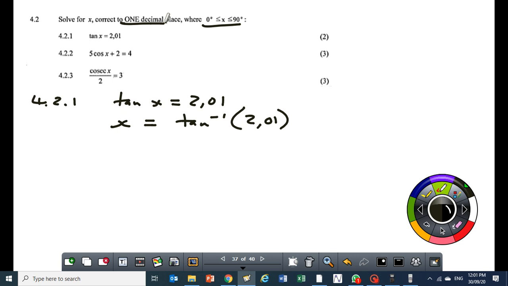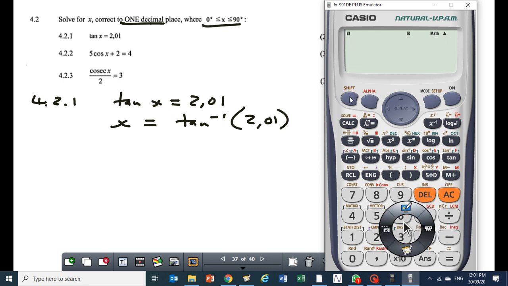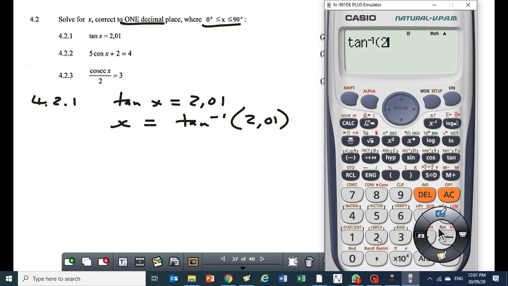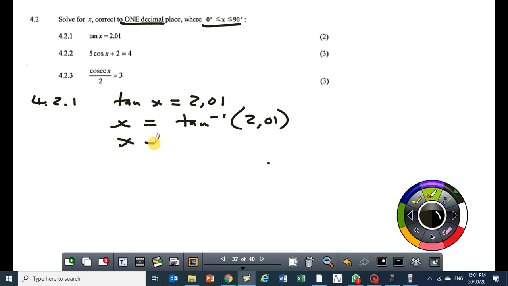Okay? Then you bring in your calculator. Shift tan of what? Of 2,01. Then you get equals. That's 63,5 degrees to 1 decimal place. So that's 63,5 degrees. And then you are done. This 63,5 is between 0 and 90 degrees. Yes, we have to use the calculator here, because we are finding an angle.